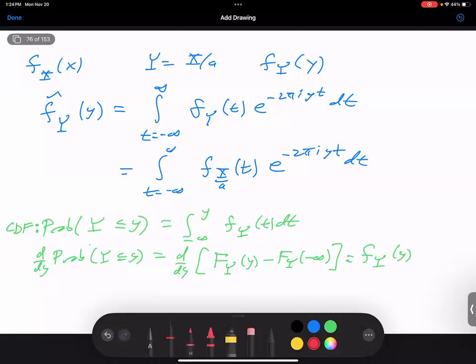Why am I doing this? If I want to calculate the probability that y is less than or equal to y, this is the same as the probability, since y is x over a, that x is less than or equal to a times y.